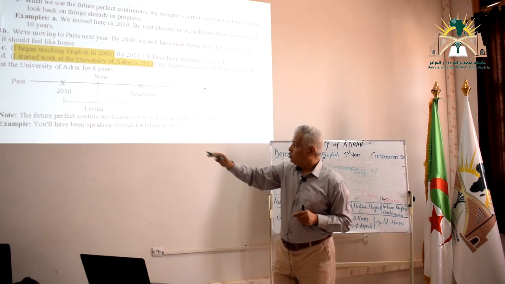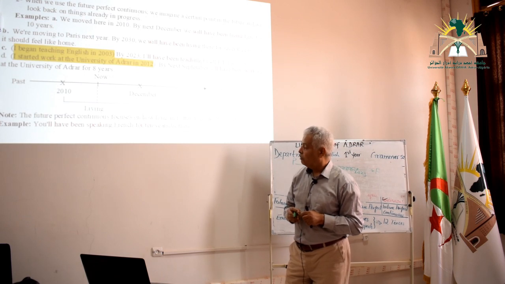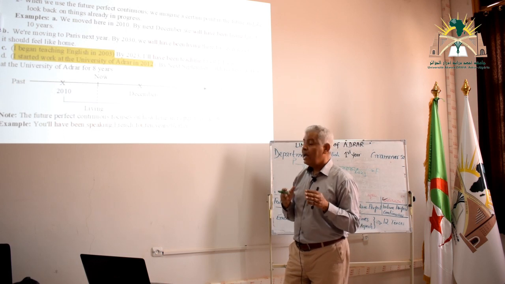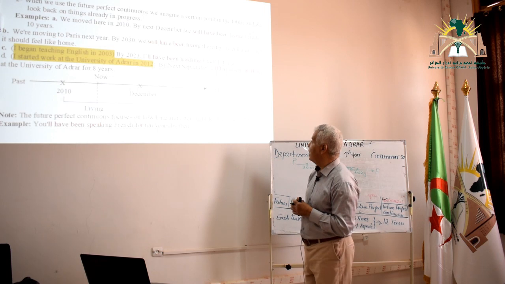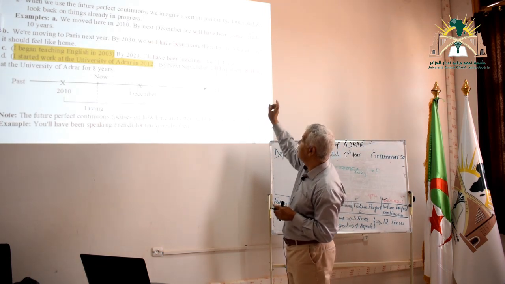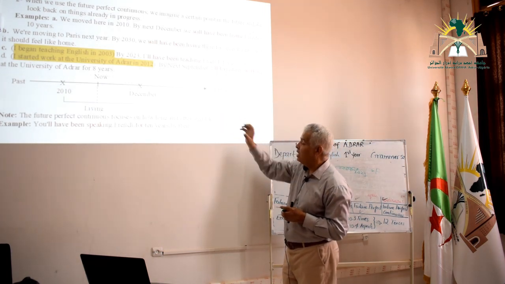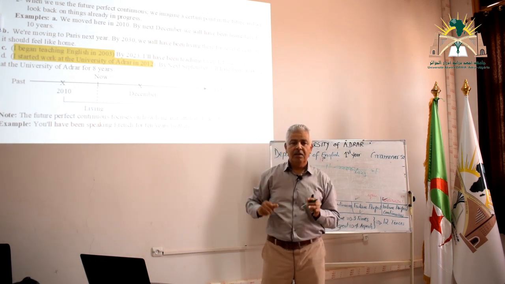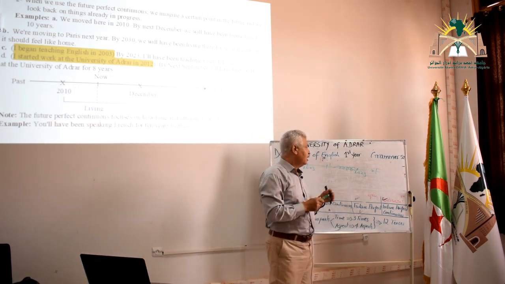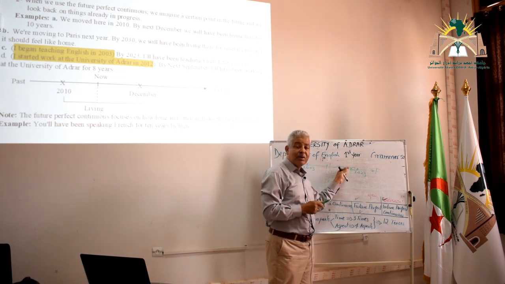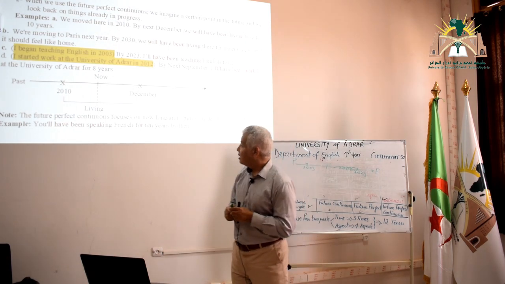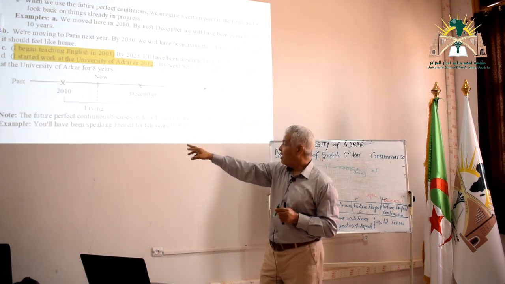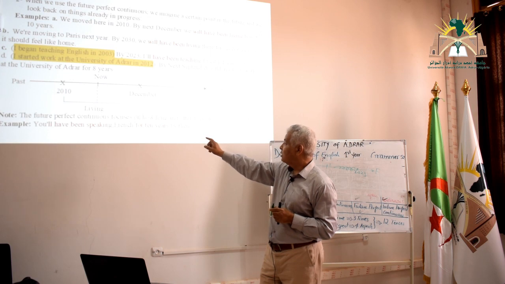There is a last note to talk about here about the future perfect continuous. The future perfect continuous focuses on how long, and often includes the length of time. So you have for 20 years, for 8 years, the length of the period of time over which an action has been completed before a specific point in time in the future. Example, you will have been speaking French for 10 years by then.